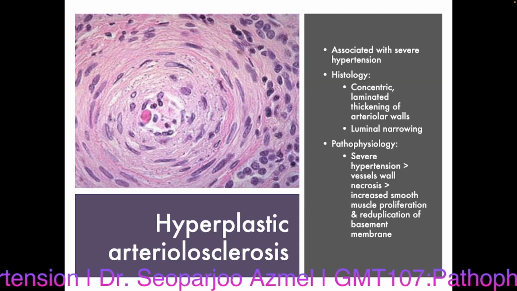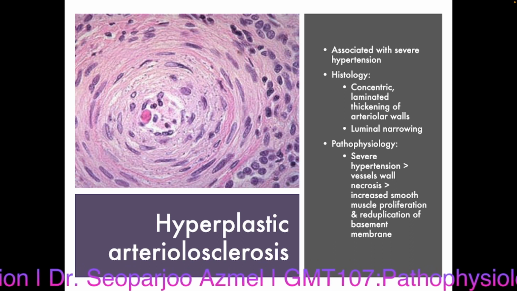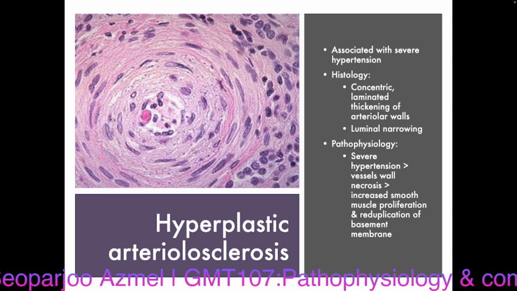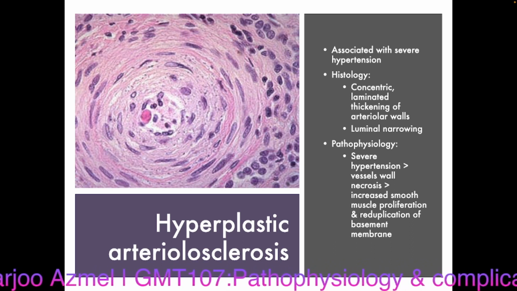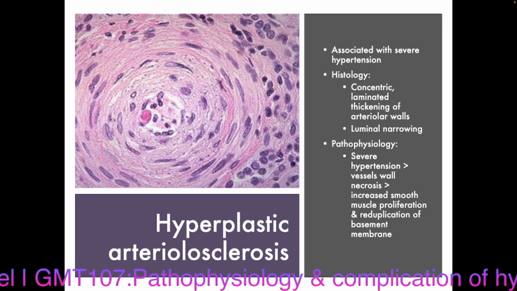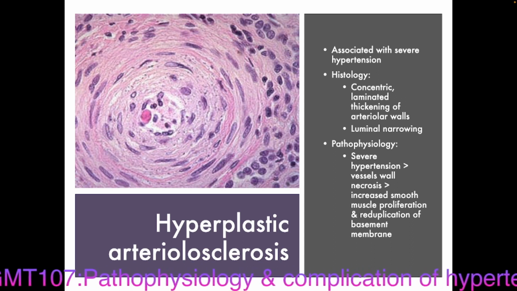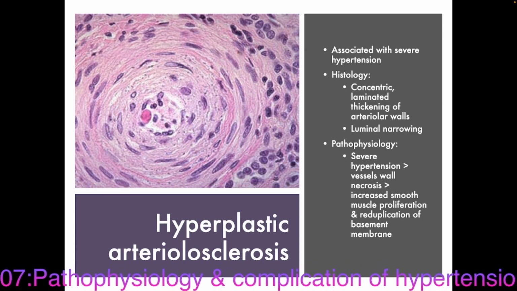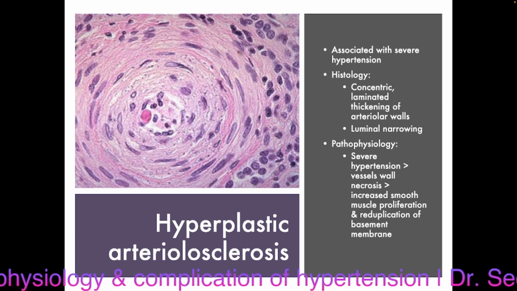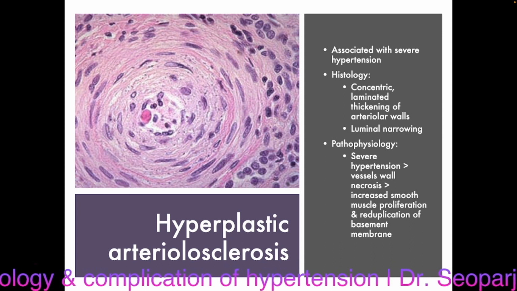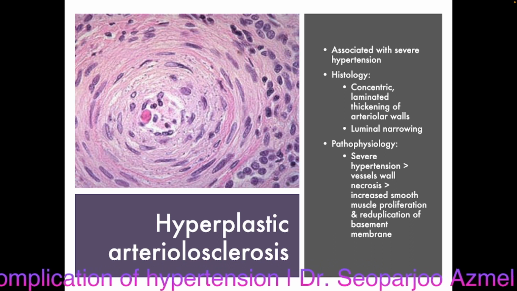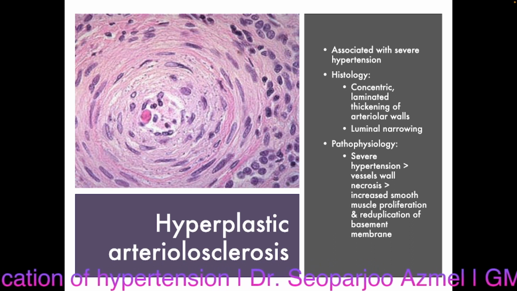Next is hyperplastic arteriolosclerosis. Instead of benign hypertension, this one is more, sometimes we call it malignant hypertension, or severe hypertension. It is associated with severe hypertension in which the blood pressure is much higher compared to the previous case. Histologically, you can see concentric laminated thickening of the arterial wall with luminal narrowing. So again, the lumen of the vessel is also narrowed in this case.